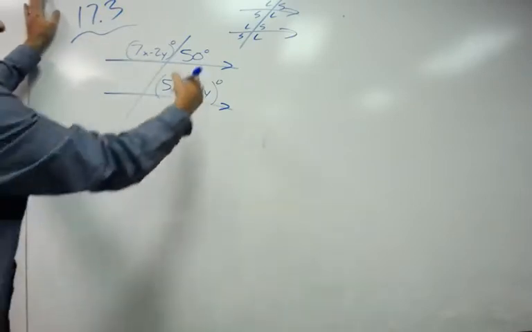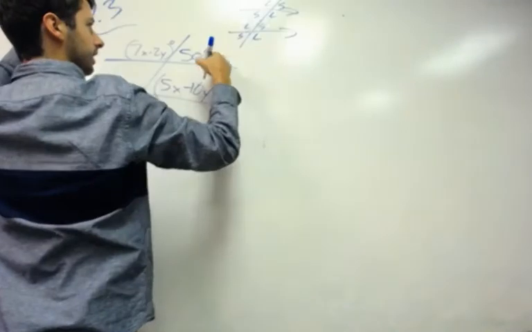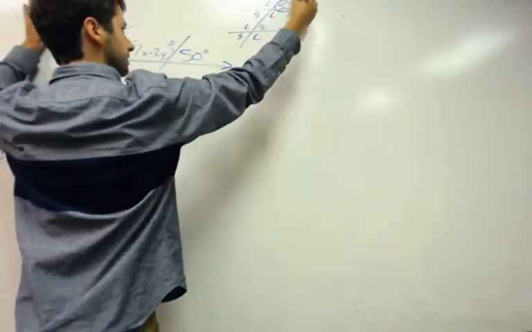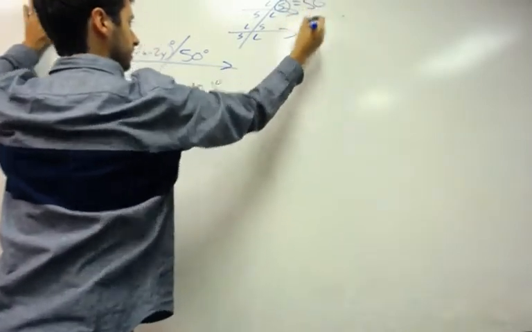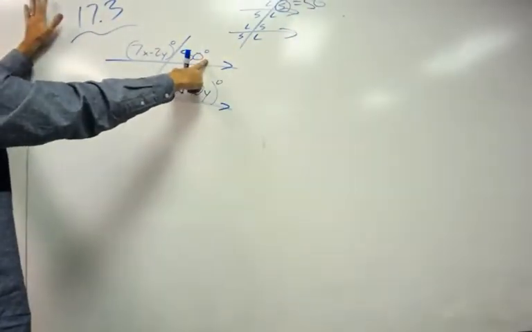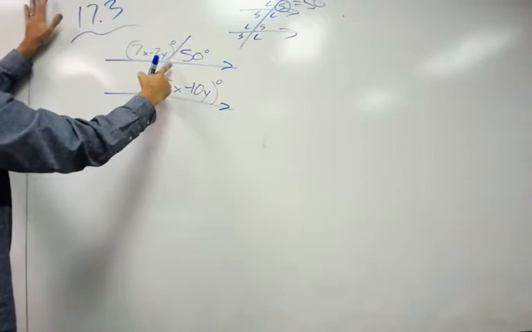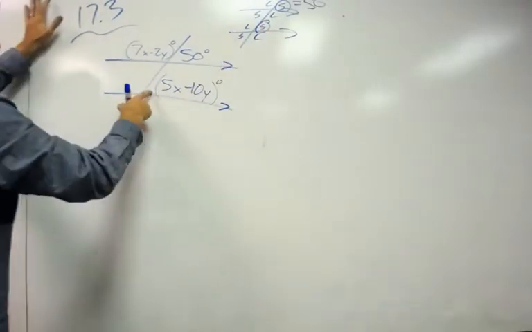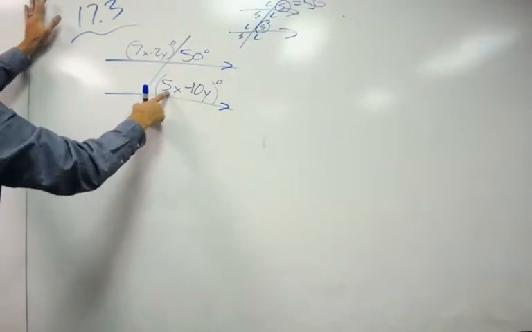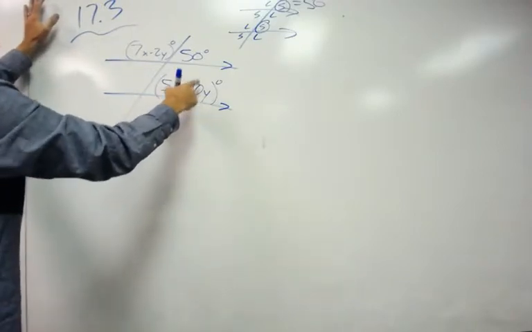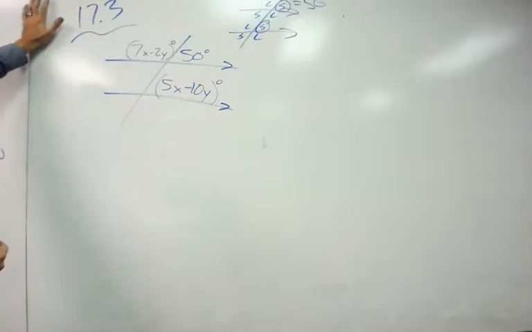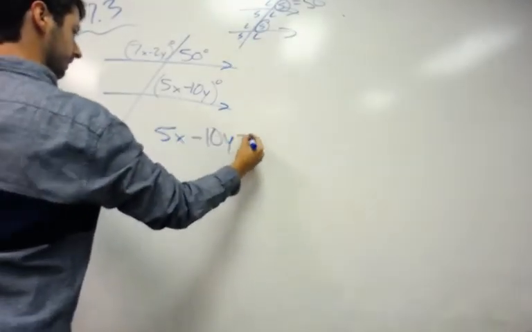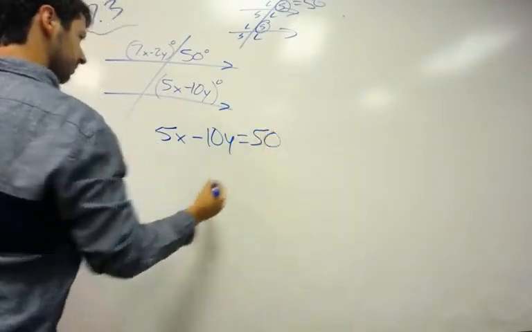Now, if you look here, if I correlate these figures, this is 50 in this graph. So this is also in the small angle spot. So therefore we know that 5x minus 10y equals 50. They're corresponding angles. So we can say 5x minus 10y equals 50.